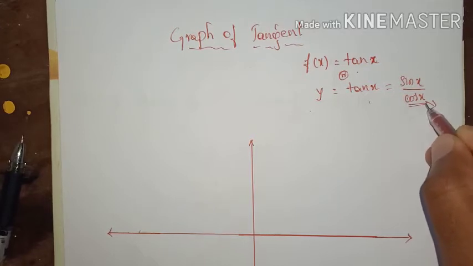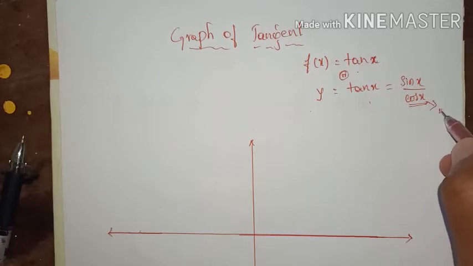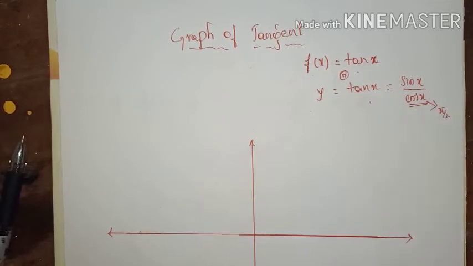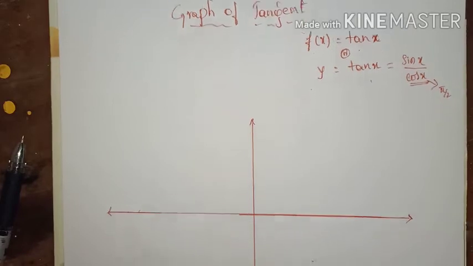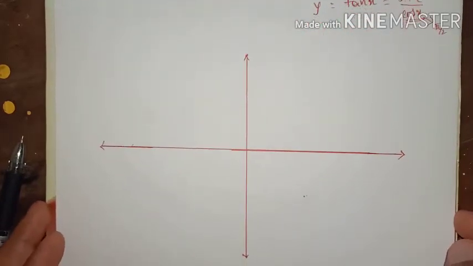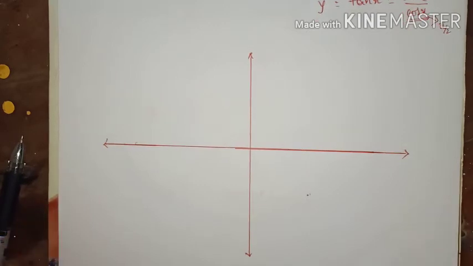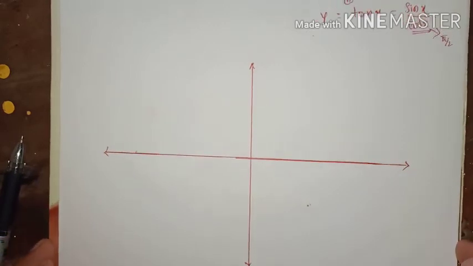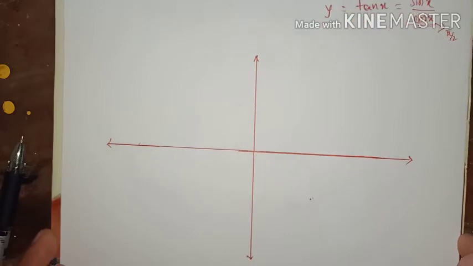Okay, so for cos x it will be 0 at pi by 2. Pi by 2 is the key point that you're supposed to remember. Even if you go with cot, it's the same, but not the value. The denominators matter, because for cot x you will get cos x by sin x.